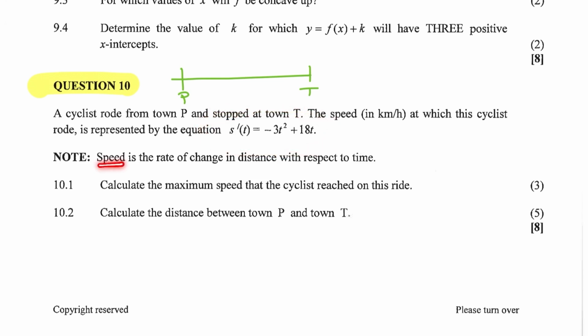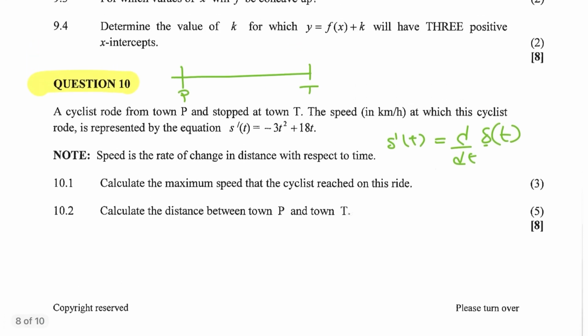Then they say, note, speed is the rate of change in distance with respect to time. So you need to know that speed is the rate of change with respect to time. If I write that down for you, let's call this speed: it's basically the derivative with respect to time. It's the rate of change in distance with respect to time. Say S just represents distance.